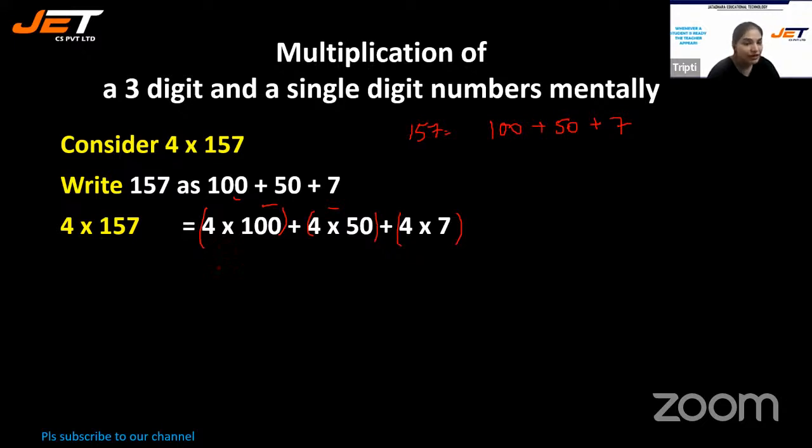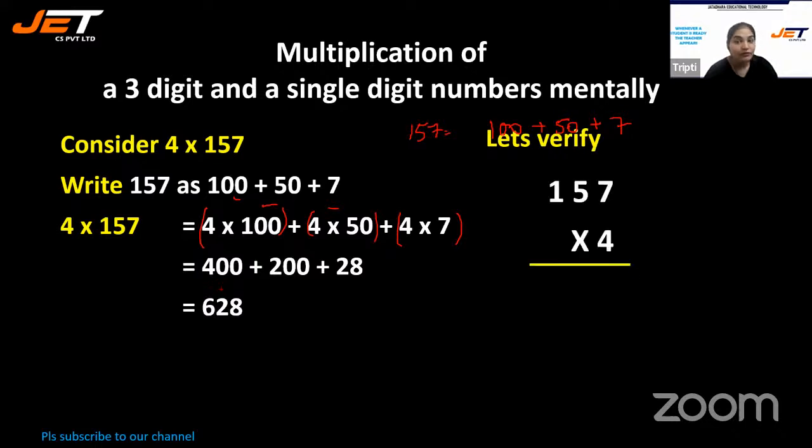So 4 times 100 is 400. 4 times 5 is 20, so 4 times 50 will be 200. And 4 times 7 is 28. So 400 plus 200 is 600. Plus 28 is 628. Now we will verify.